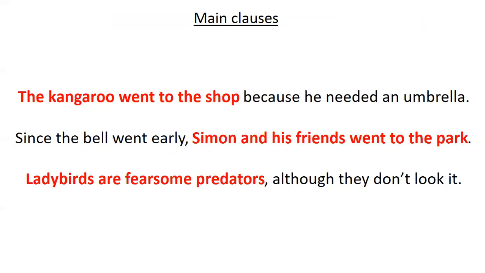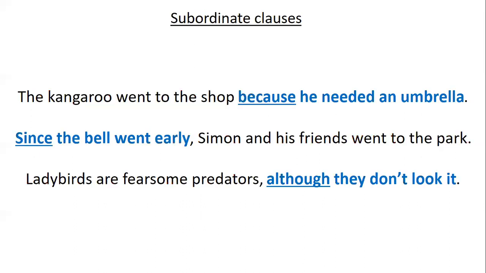Okay, so here are our main clauses. So our main clauses here are: the kangaroo went to the shop, Simon and his friends went to the park, and ladybirds are fearsome predators. So you've got three main clauses there. They make sense on their own. And then the subordinate clauses, you can tell they all start with a subordinating conjunction. So they start with because, since, and although. So we've got because he needed an umbrella, since the bell went early, and although they don't look it. So all of those three don't make sense on their own because of those subordinating conjunctions.